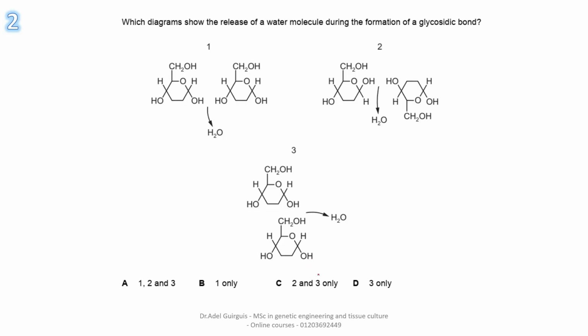Number 2, which diagrams show the release of water molecule during the formation of glycosidic bond? Here 3 figures, 1, 2 and 3, consist of 2 monomers. Which 2 monomers can combine together by formation of glycosidic bond between? Look at this monomer and another one. They are alpha or beta glucose unit. They are alpha glucose. Why? Because the OH that binds with carbon number 1, okay, lies below the plane of the ring like table leg.